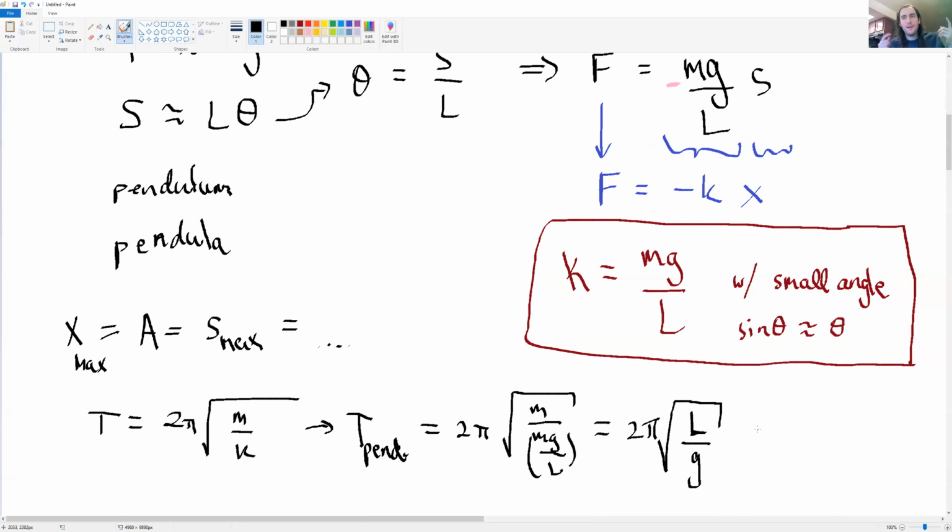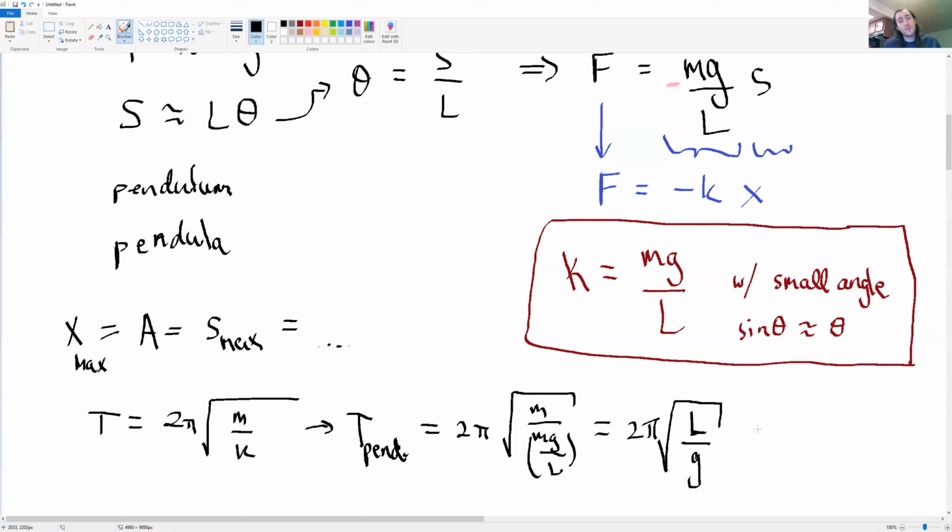And so you can see that the period of the pendulum depends on the length of the pendulum. A longer pendulum means bigger period. And it depends on the gravitational acceleration. So if you design a pendulum clock on Earth, and then you take that clock to the moon, it's not going to keep time the same way because the gravitational acceleration will change. You'd have to adjust your pendulum if you're on another planet, right?